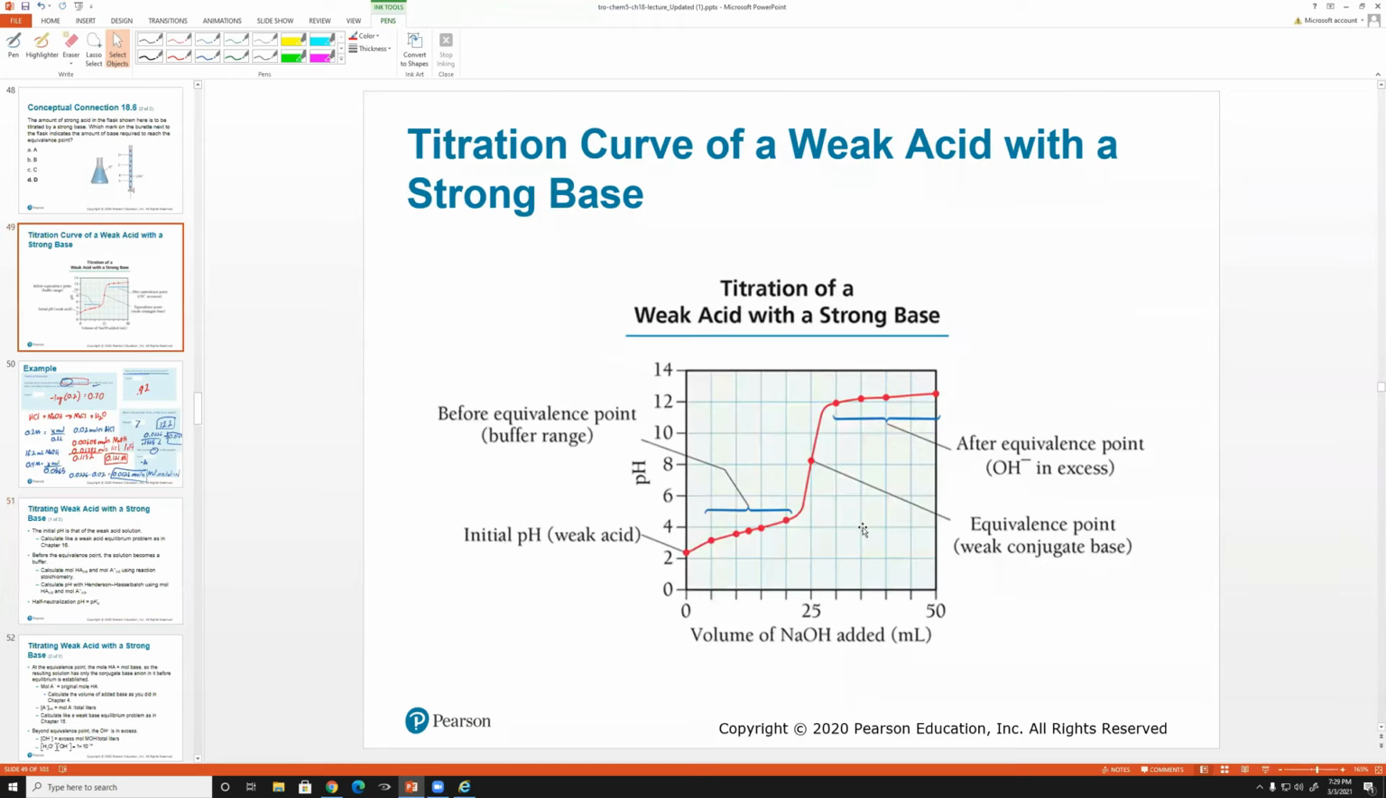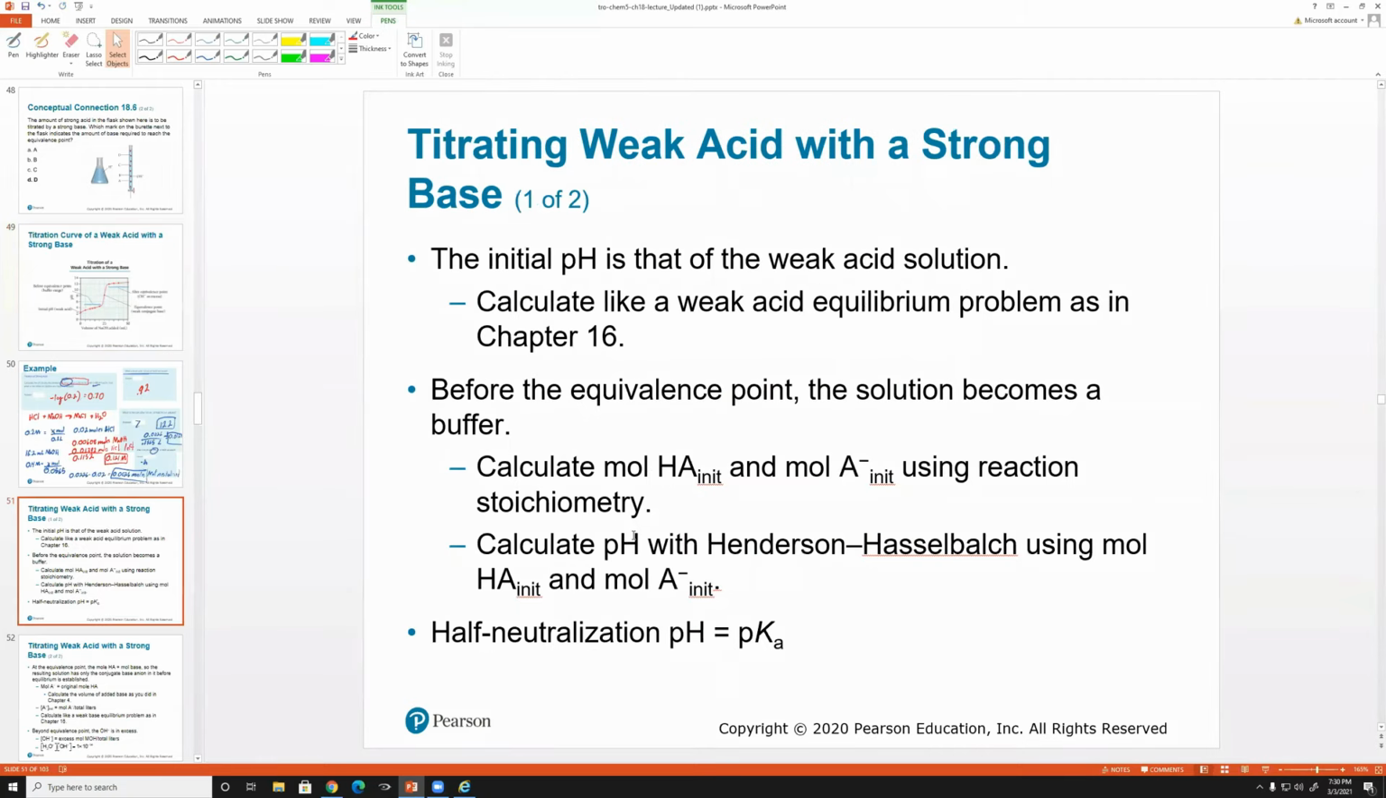So in this part right here, the buffer range, we call it the buffer range because in that case, we have a mixture of both the acid and its conjugate base. We can use Henderson-Hasselbalch. Then we end up with the half neutralization point. That is where our buffer is optimal, meaning where the weak acid and the conjugate base concentrations are equal. In that case, pH equals pKa. And we can figure all this information out based on the amount of moles that are neutralized.